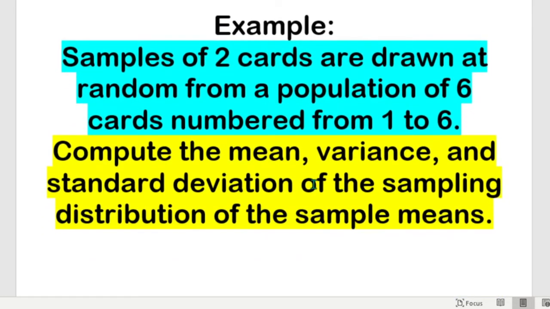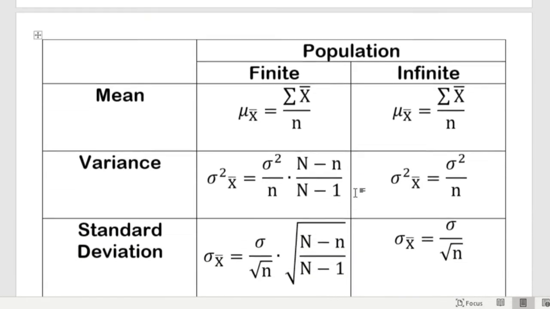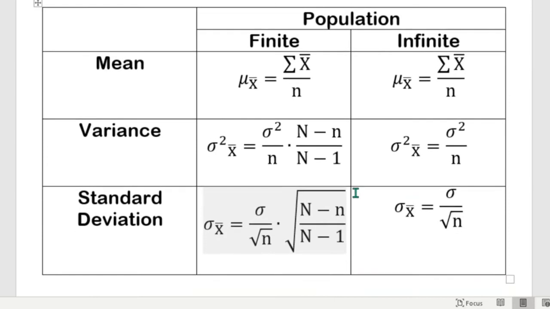Let us have this problem. Samples of 2 cards are drawn at random from a population of 6 cards numbered from 1 to 6. Compute the mean, variance, and standard deviation of the sampling distribution of the sample means. Again, to answer this problem, we will be using the population mean, population variance, and population standard deviation. To do it, we need the following formulas.